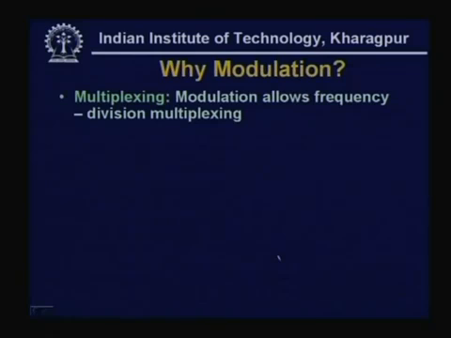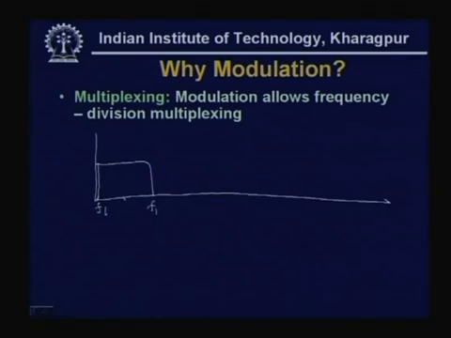Third benefit is multiplexing. As you have seen, whenever you do multiplexing, suppose here is your original signal having bandwidth, say 0 to, let us assume this is f1 to f2, where f1 is very close to 0. This signal is usually called a baseband signal. Now, you translate it to a frequency, say from f1 dash to f2 dash.